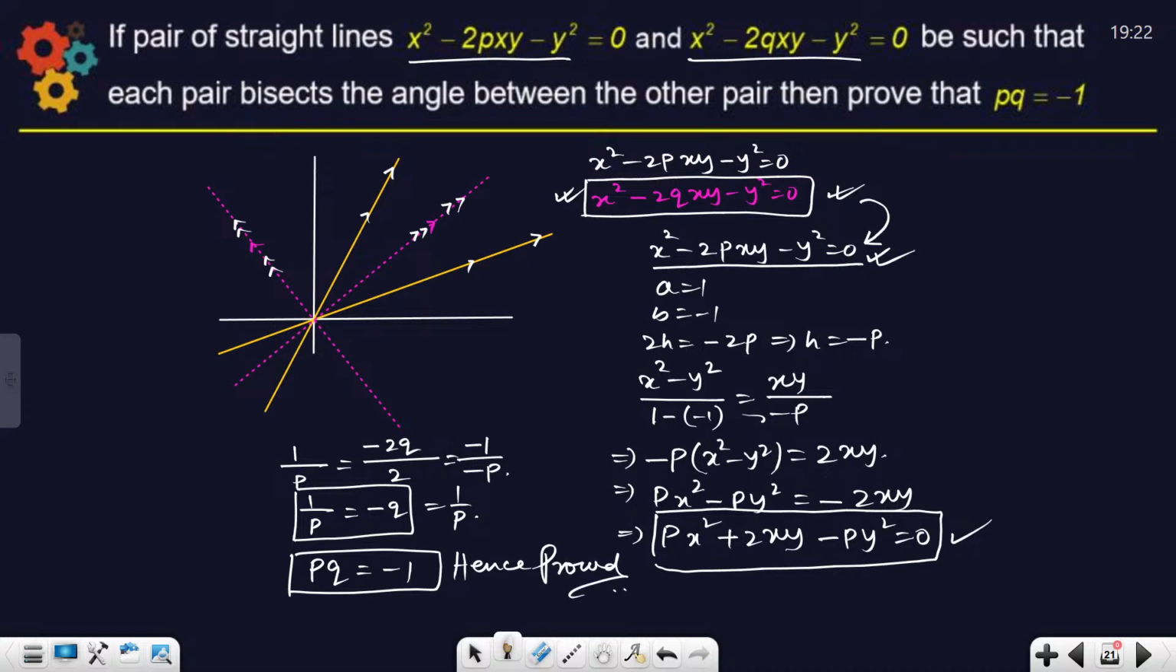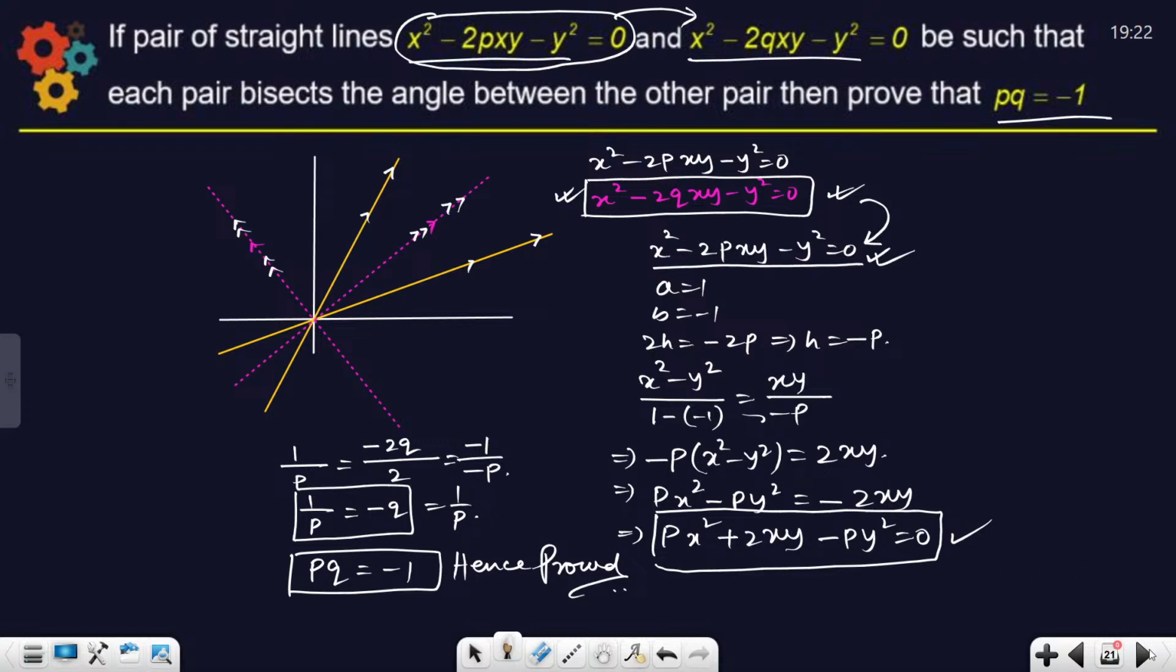Is it clear to all? Have you understood the fact? What I have done is, since they have said that each pair bisects the angle between the other pair, it means the combined equation of the angle bisectors of one pair of lines is nothing but the other pair. Hence, I have simply compared to get this condition. That's it. Is it clear to all?